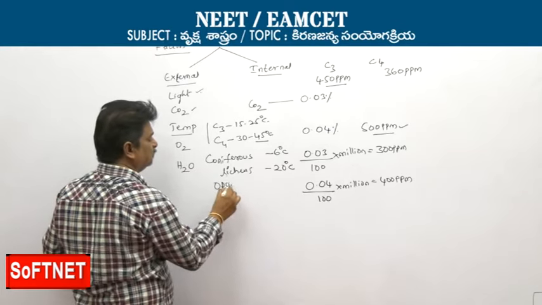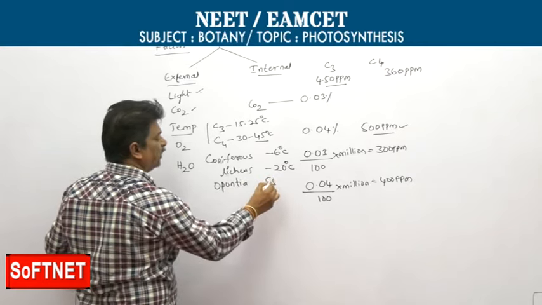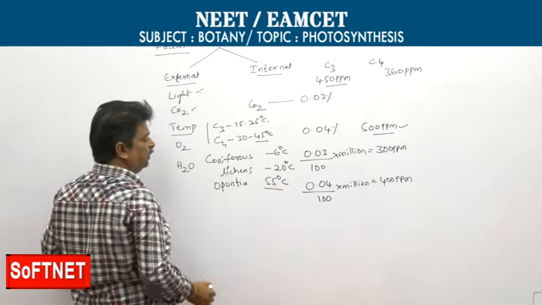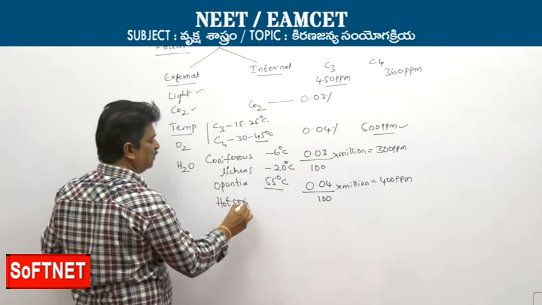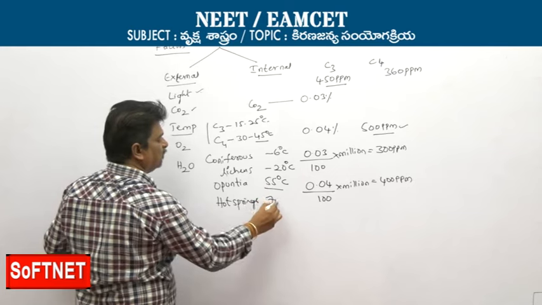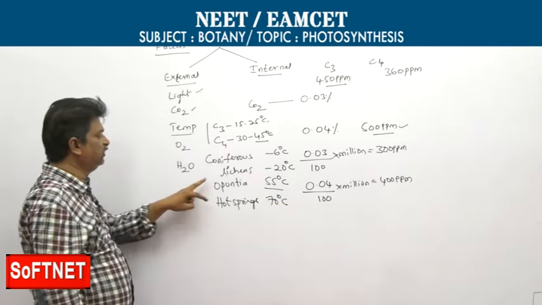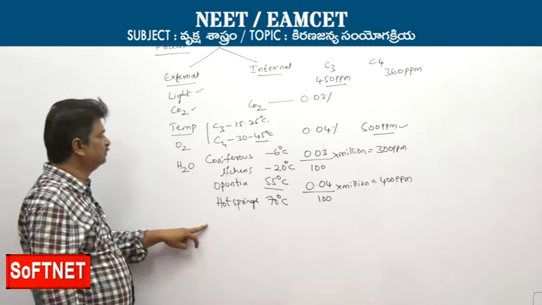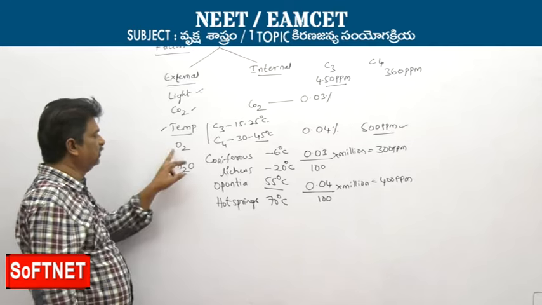Opuntia is a xerophyte that carries out photosynthesis at 55 degrees. And some algal members in hot springs carry out photosynthesis at 70 degrees. So, that is about temperature. The next one, oxygen.